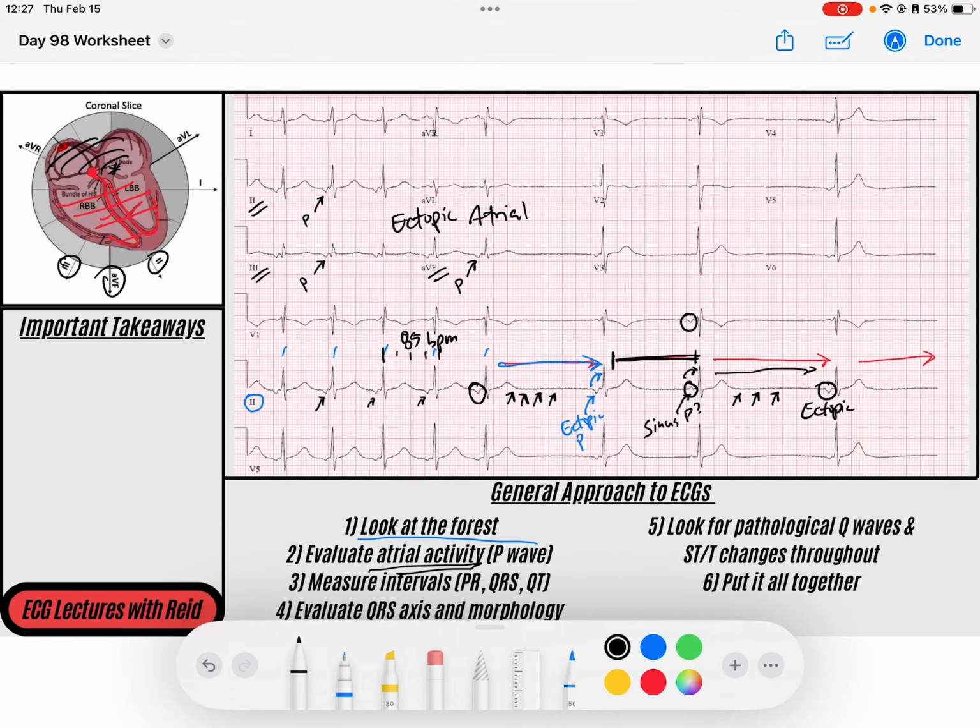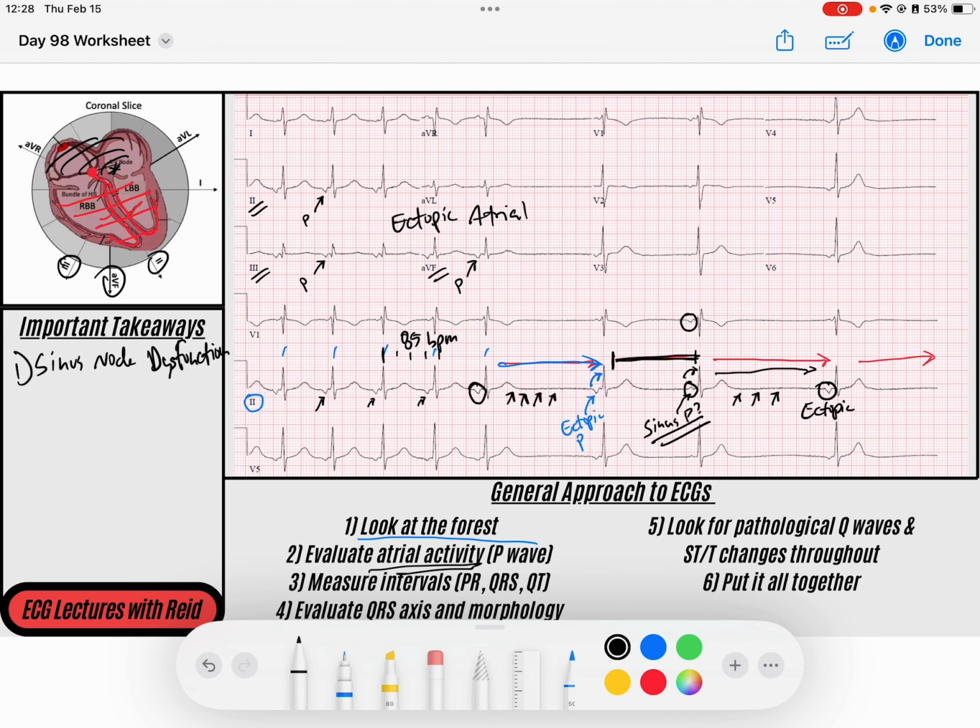So we have a lot of ectopic P waves scattered throughout this rhythm. I would call this severe sinus node dysfunction, right? We're only having one sinus P wave here. We should be having more. So I would say this person definitely has some type of sinus node dysfunction.